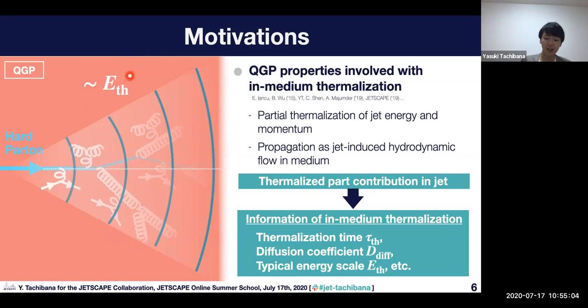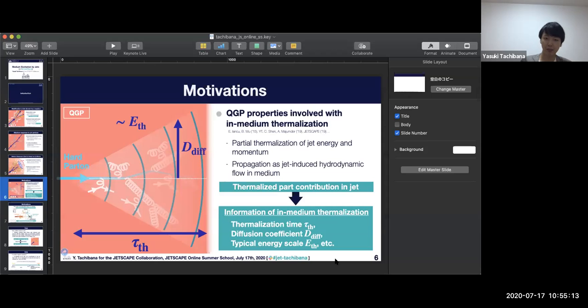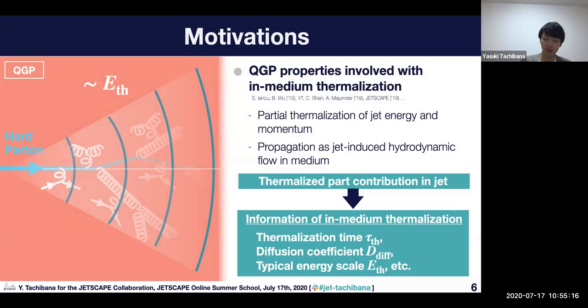So once the patterns in the jet energy reach a scale very close to the typical energy scale of the medium constituents, we need to consider that they are summarized. We can have the information of this process in some portion of the jet.